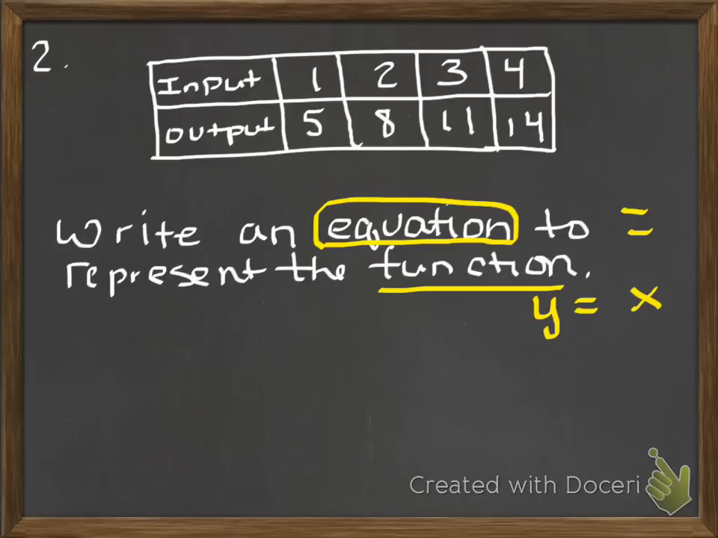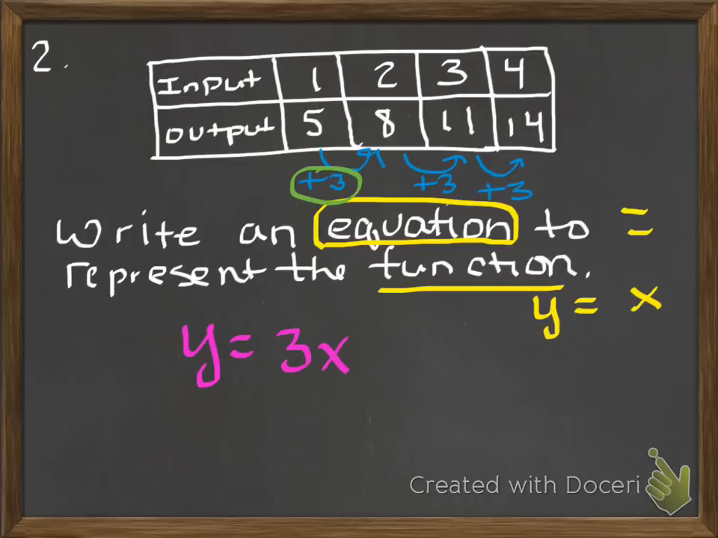So then our last step is to take a look and see if we can find a pattern in the output. So to get from 5 to 8, I have to add 3. To get from 8 to 11, I add 3. To get from 11 to 14, I add 3. So we've found a pattern here. So our pattern here is 3, which means our equation, our function should be y equals 3x plus something. It's got to be 3x something because of this 3 right here.